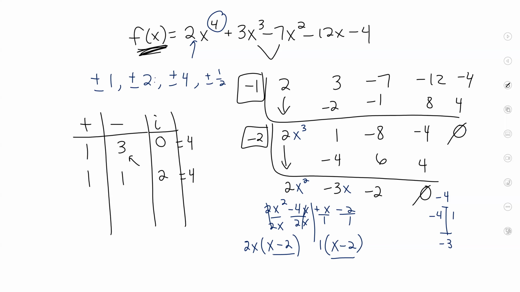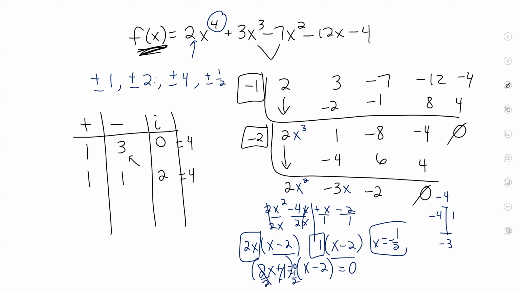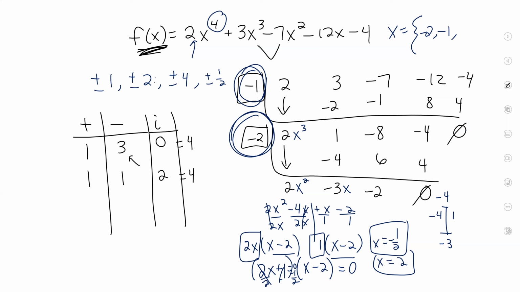That means it works. So 2x plus 1 is in one of your parentheses. That's what's on the outside. And x minus 2 is in your other parentheses. If you set these both equal to 0 and solve, you'll get subtract 1, right? And then divide by 2. So you get -1/2. And then for this one, you get x is 2. So my answers are, I'll put it up here. I got -2, -1, -1/2, and 2.